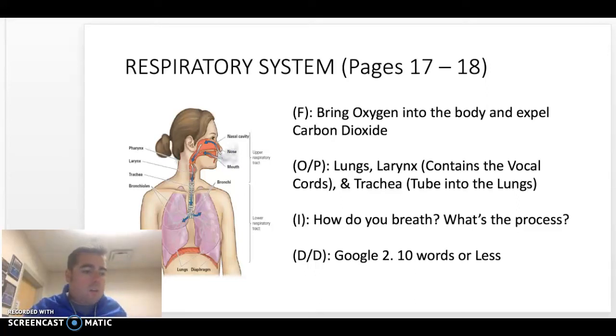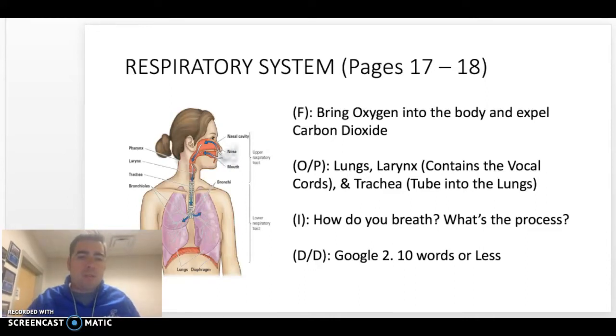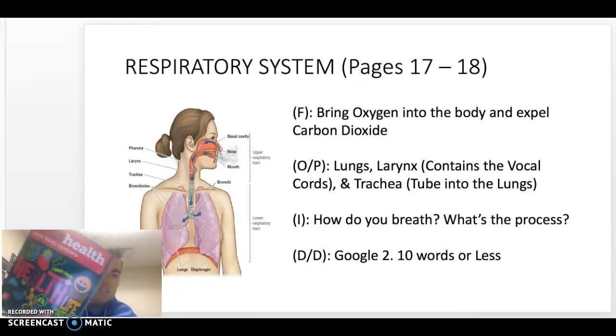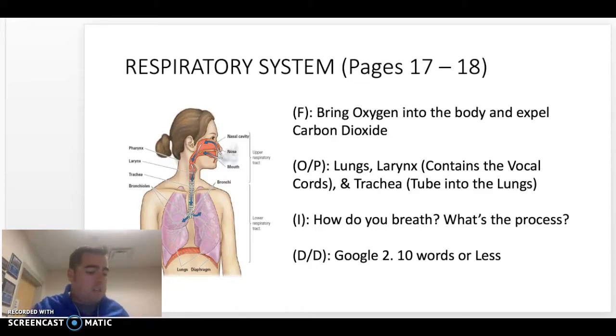Hi guys, this video is supposed to help you navigate through the respiratory system in your notes. Go ahead and put that as your main idea, the respiratory system, and we'll hammer this one out. The reading for this is page 17 through 18 in your textbook. Make sure you get that done before you watch the video so you have a better understanding of the stuff that we talk through.